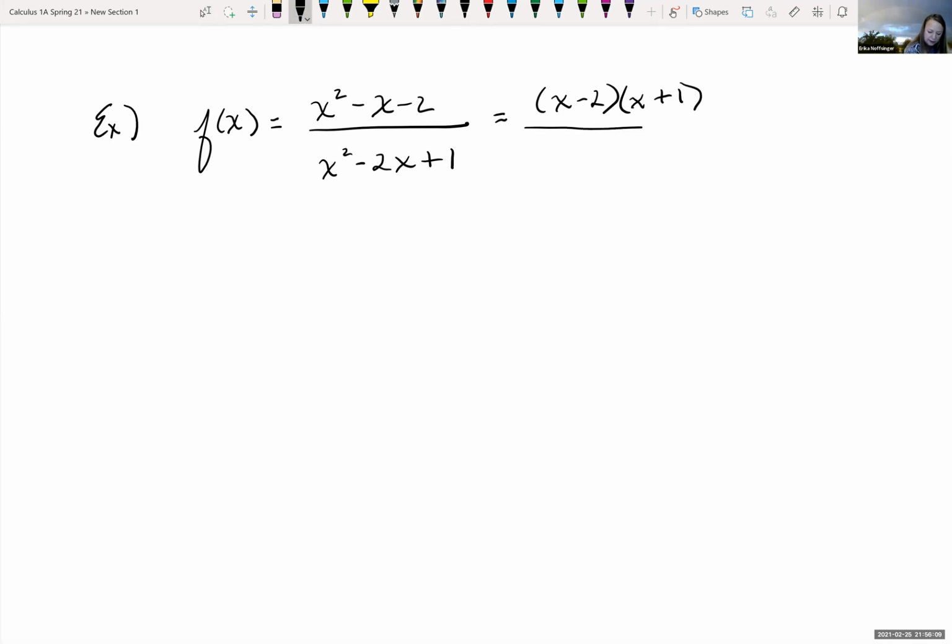The denominator, again, I have a quadratic. The coefficient in front of x squared is 1, so I'm looking at two numbers that multiply to 1 but add to my middle term -2. So -1 times -1 is +1, and -1 plus -1 is -2. So this can be factored as x minus 1 times x minus 1.